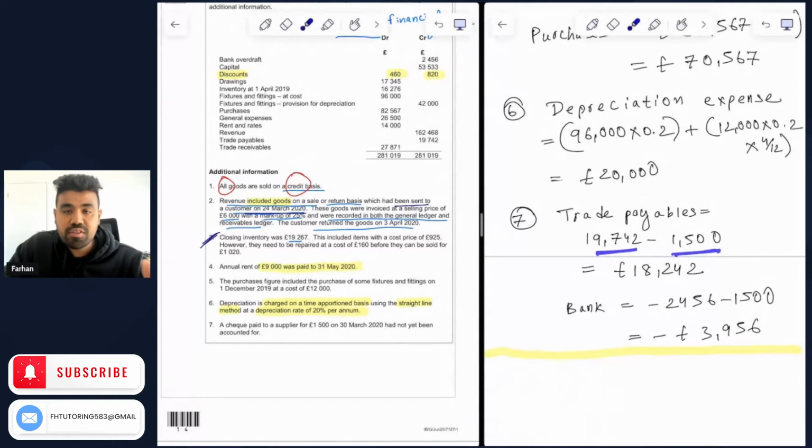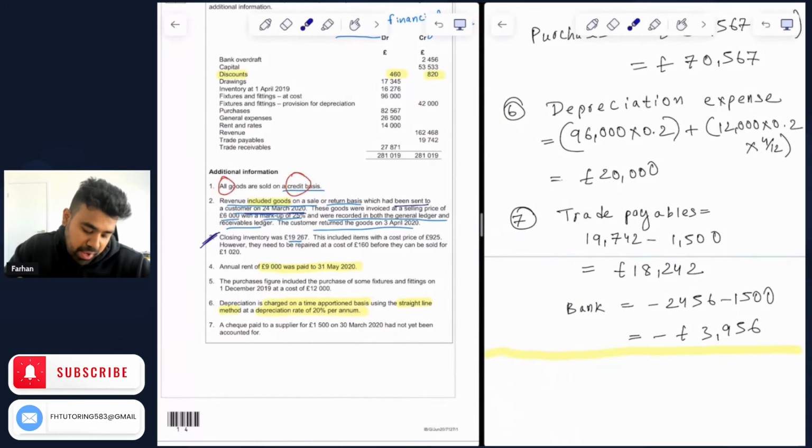So £19,742 being the balance given in the trial balance, and we subtract £1,500 because a check has been paid to them, and we get a net trade payables of £18,242. At the same time, what happens to the balance of the bank?